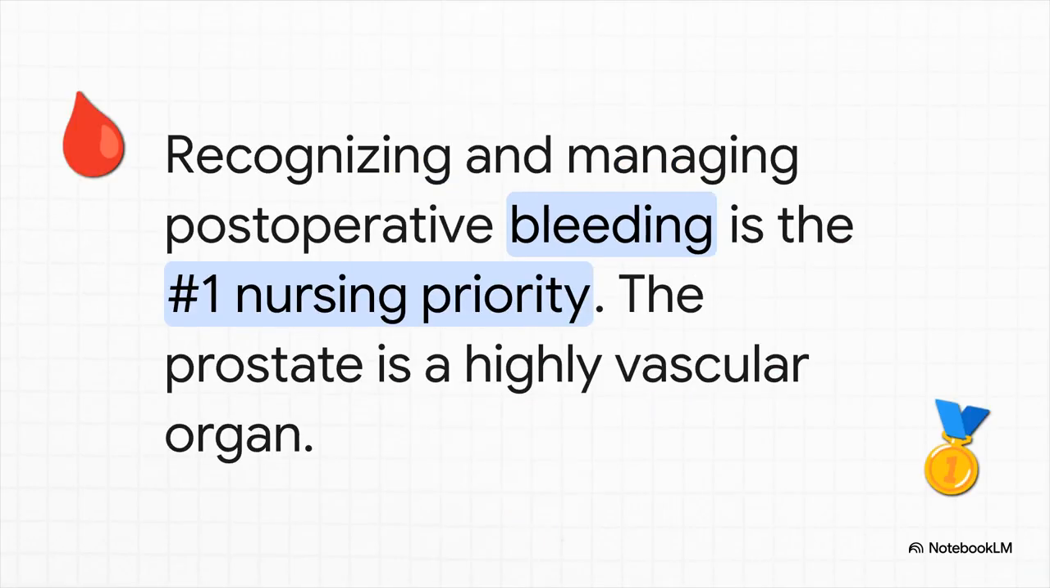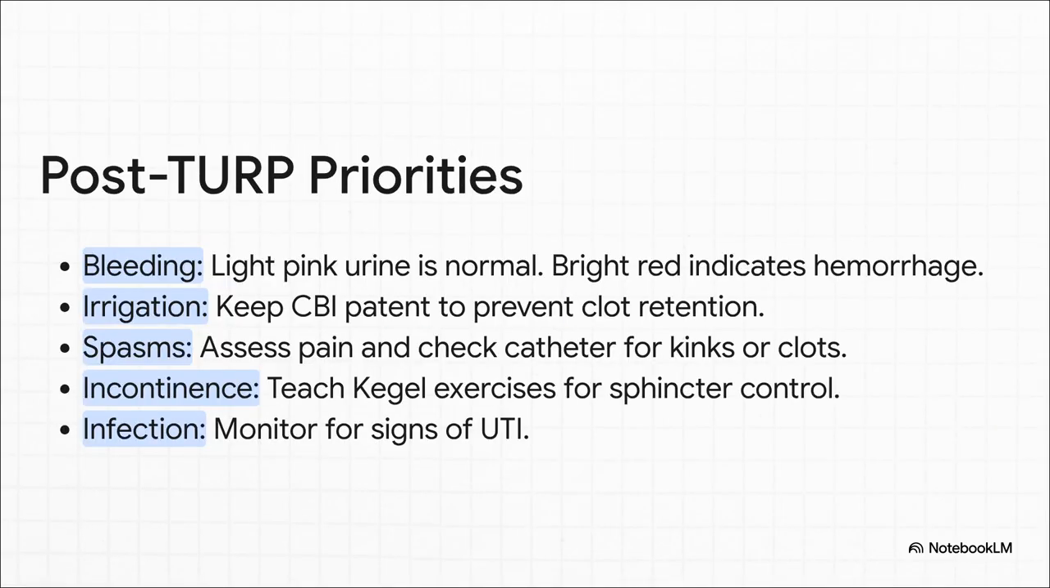The number one, top of the list, absolute nursing priority after a TURP is hemorrhage. The prostate gland is incredibly vascular, which means the risk of bleeding is very, very real. Our entire focus in that immediate post-op period is on managing this risk. So, our priorities are crystal clear. Number one is bleeding. We are watching that urine color like a hawk.